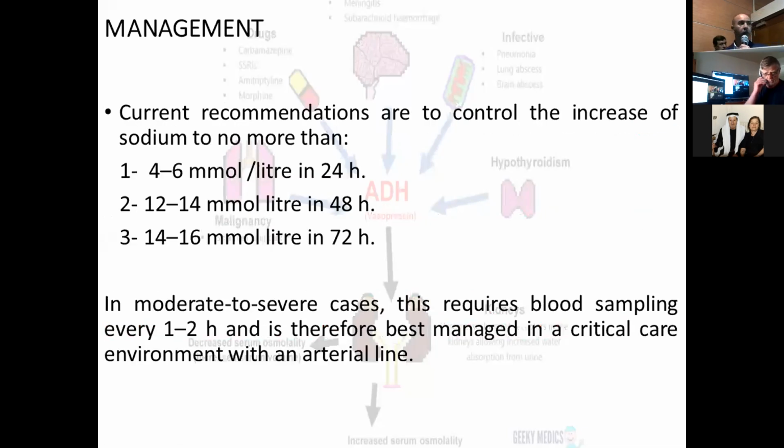Very briefly, as Dr. Muhammad Juma has mentioned, in terms of management, the current guidelines recommend a 4 to 6 millimole per liter increase in sodium level within 24 hours, and 12 to 14 millimole per liter as a maximum in 48 hours, or 14 to 16 millimole per liter in 72 hours. So rapid correction is an absolute contraindication in these patients. In moderate to severe cases, this requires blood sampling every 1 to 2 hours, and these patients should be taken care of in the intensive care unit.